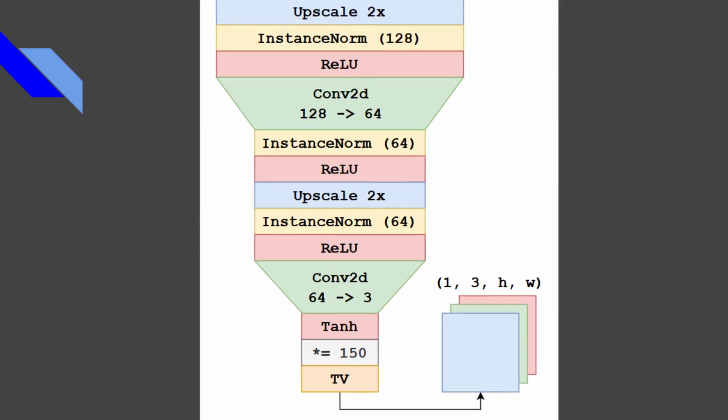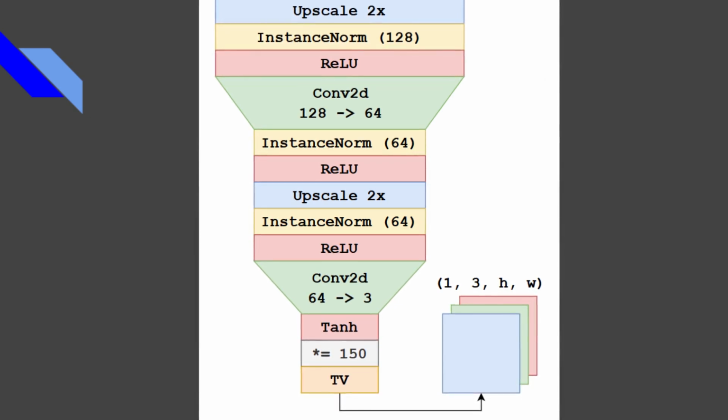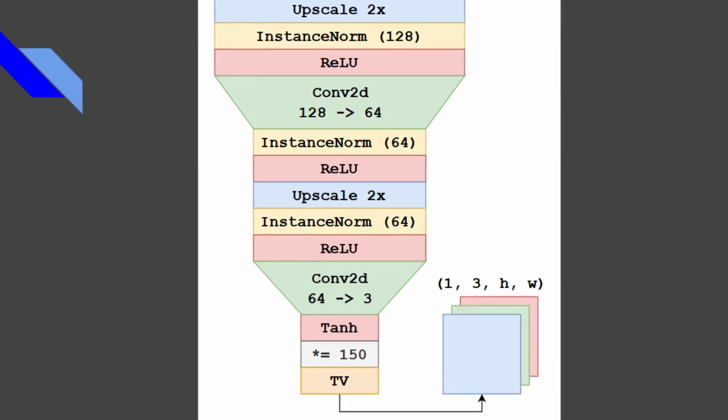The final output is multiplied by 150 before being returned. The final layer in the network is called total variation, or TV. It is used to regularize FAV and is included here for completeness, but has no function outside training.